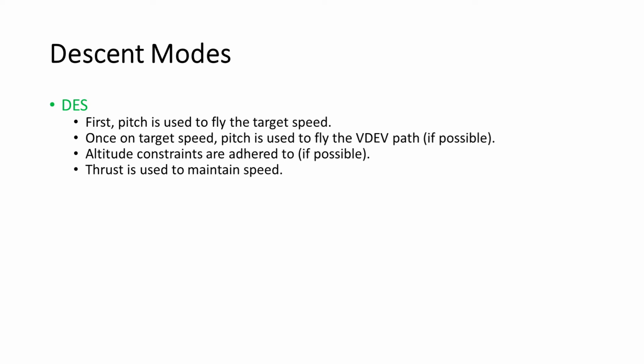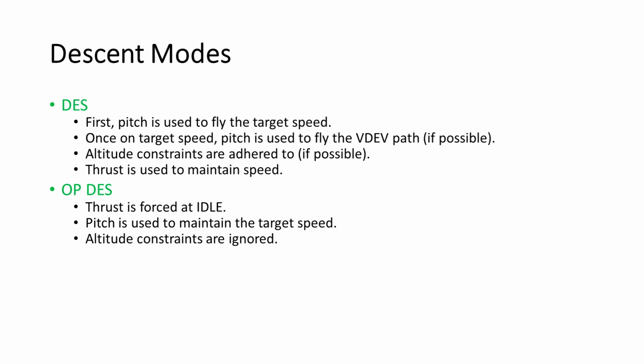First, it will try to fly your speed, so it might reduce your descent rate. And after it's at your speed target, then it will try to maintain the VDEV path. Any altitude constraints are adhered to, if it's possible. And the thrust is used to maintain the speed, if it's possible. Of course, the aircraft cannot use less thrust than idle, so you might still get high at some point.